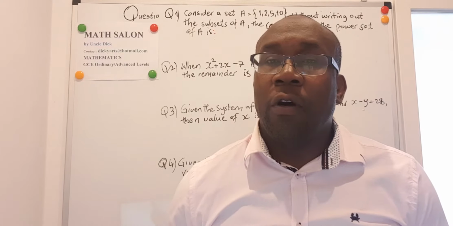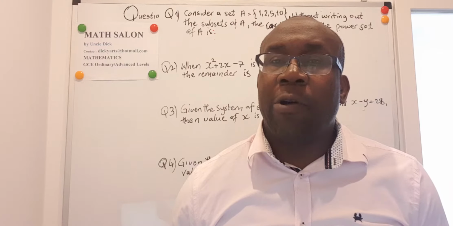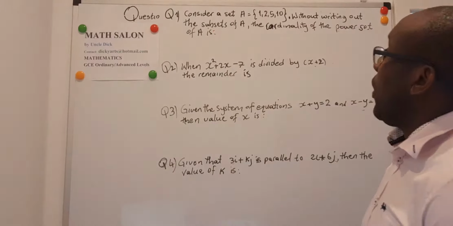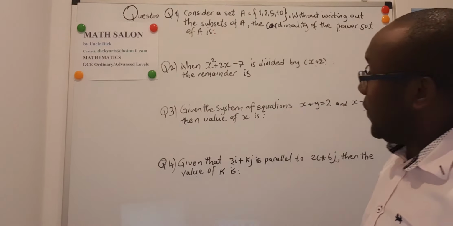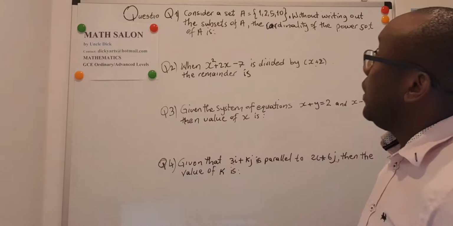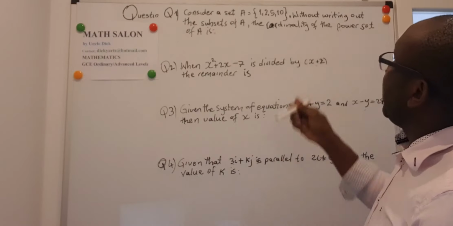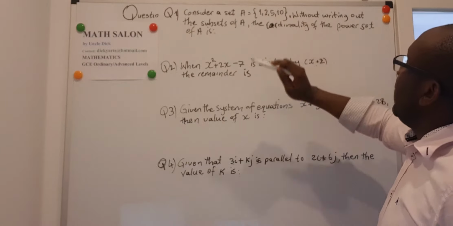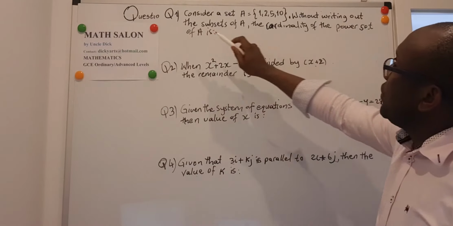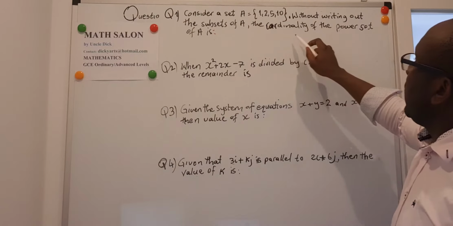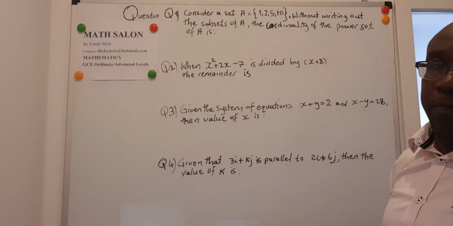We'll be looking at 4 Ordinary Level GCE Mathematics Paper 1 questions. So the first question is, consider a set A with elements 1, 2, 5, 10. And without writing out the subsets of A, look for the cardinality of the power set of A.